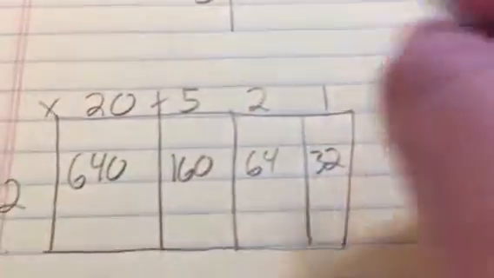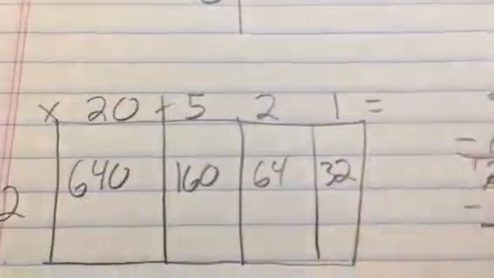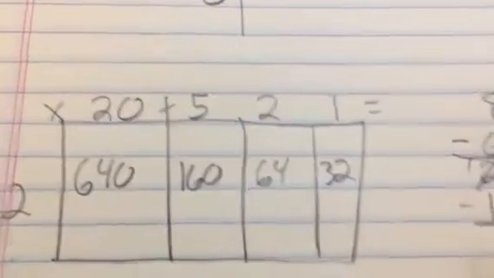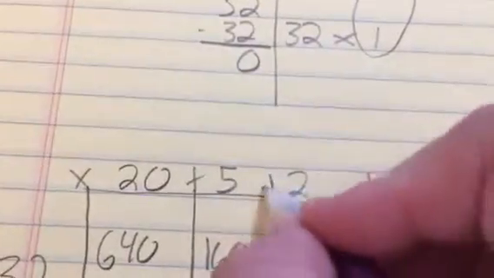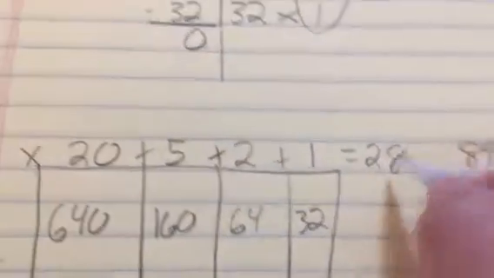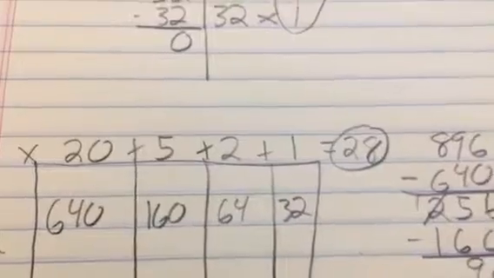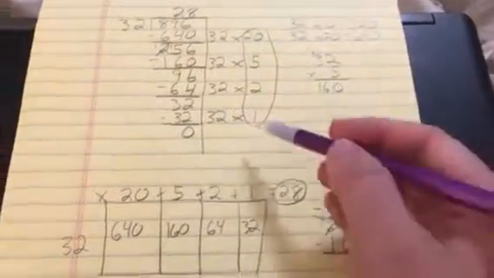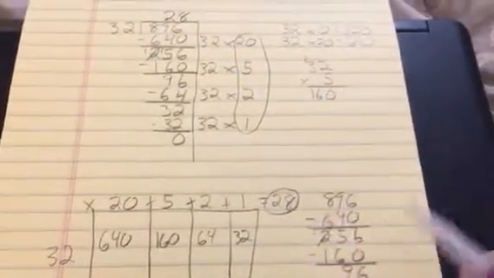Then we can add up all of our numbers across the top. 20 plus 5 is 25. 25 plus 2 is 27. 27 plus 1 is 28. So we get 28 as our answer again. That's reviewing what we did using partial quotients and using the area model.